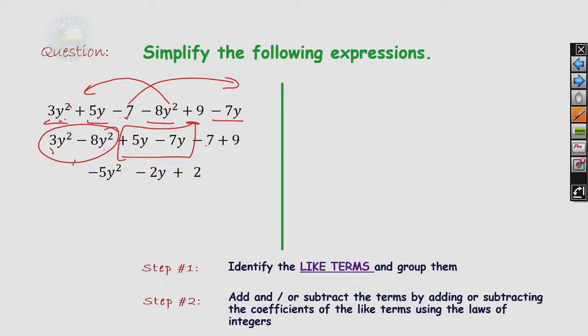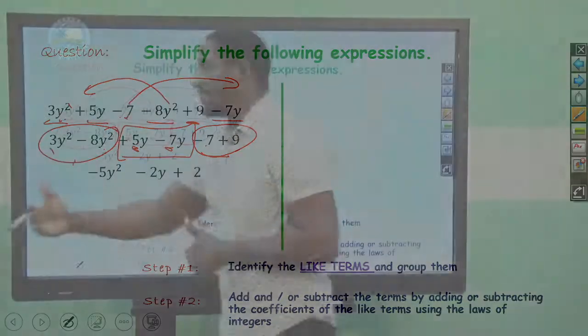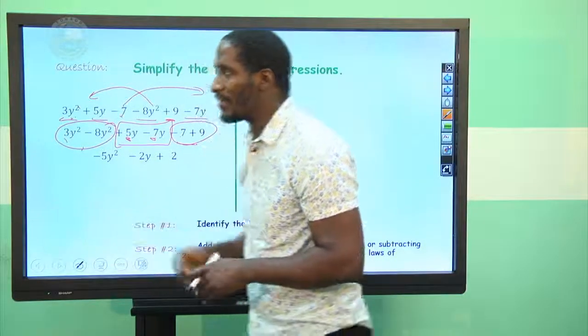Likewise, positive 5y minus 7y, we are adding and or subtracting the coefficients of the like terms. So it's going to be 5 minus 7. What is 5 minus 7? 5 minus 7 is negative 2. It is negative 2y. And finally, numbers. Negative 7 plus 9. If you remember the laws of integers, if the signs are the same, we add them and keep the sign.